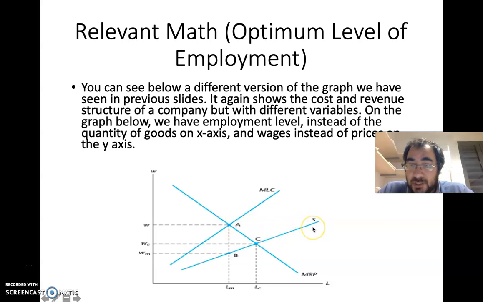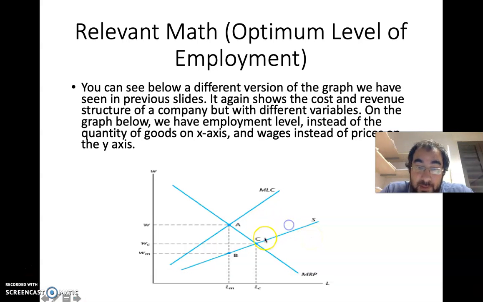But even if we have a marginal revenue product curve as a horizontal line, in that case, the point at which it intersects with marginal labor cost curve will be not the point at which wage is equal to the marginal revenue brought by the workers.